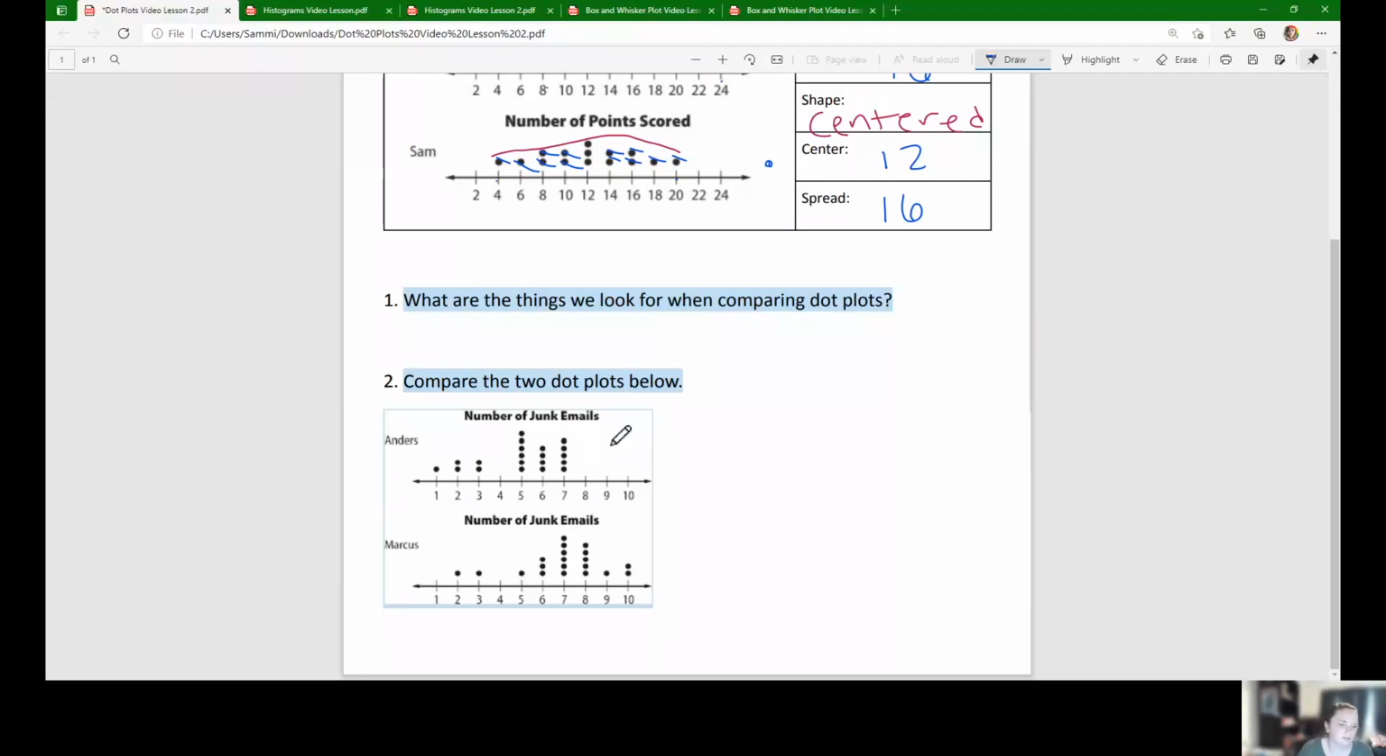page. You guys can compare these two dot plots for Anders and Marcus.